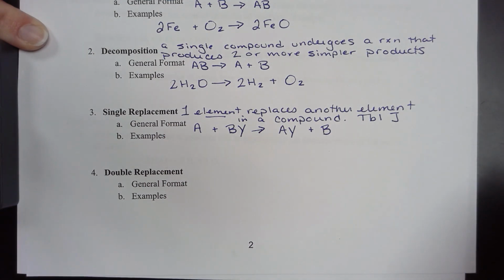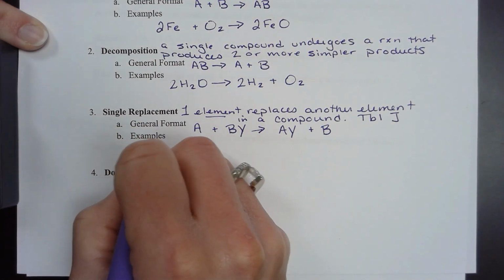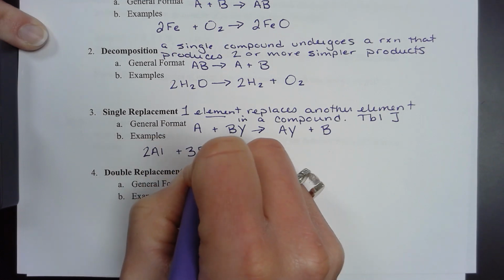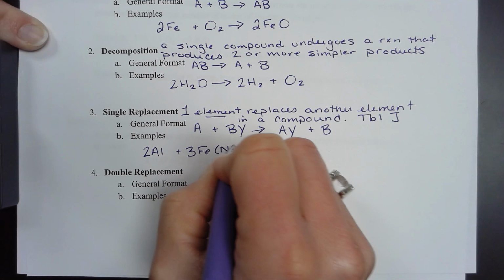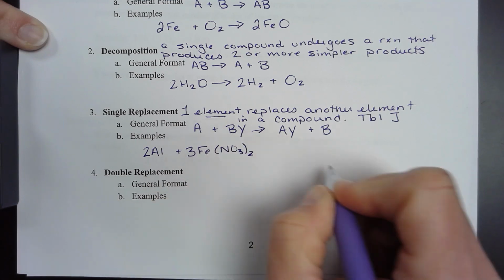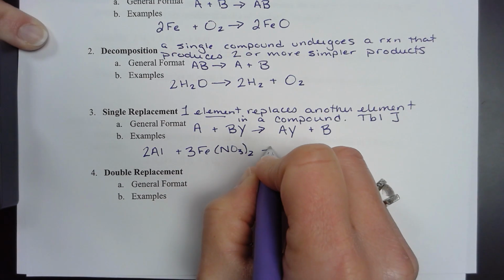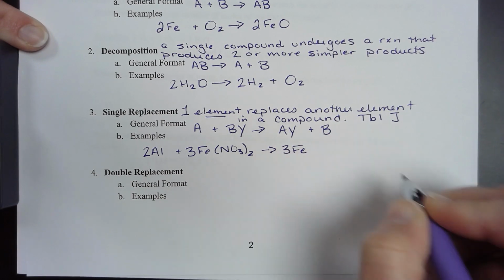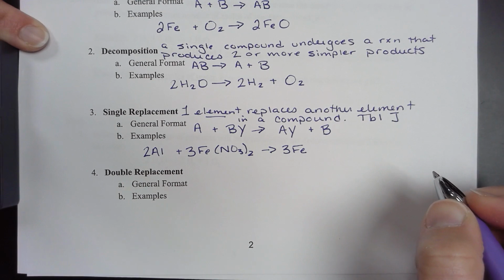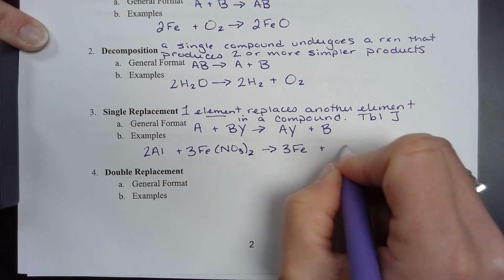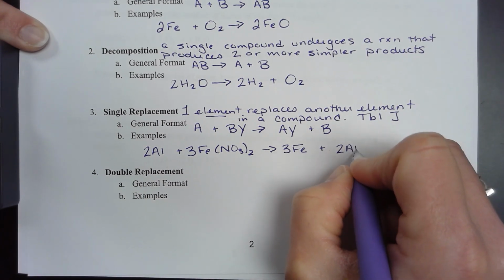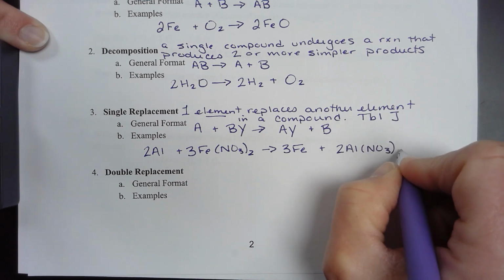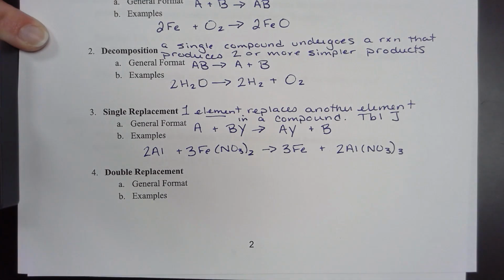A good example of this is we have 2 aluminums, and we've got 3 iron nitrates. And what happens is that aluminum kicks out the iron, and all of a sudden we've got 3 irons all by itself. And we are going to do something similar to this in lab on a small scale. And we have 2 aluminums that are bonded to those nitrates now. And like I said, I'm giving you balanced equations, that's why the coefficients are already there.